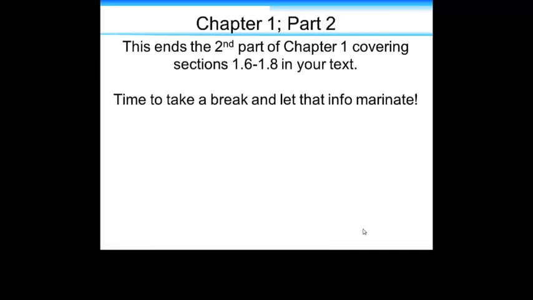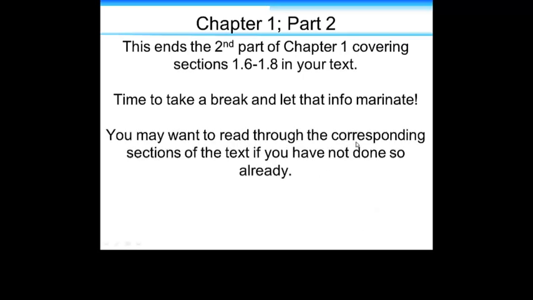That ends Chapter 1, Part 2. Might want to take a break, let that info marinate, or you might want to read through the text to fill in any gaps or reinforce the material.